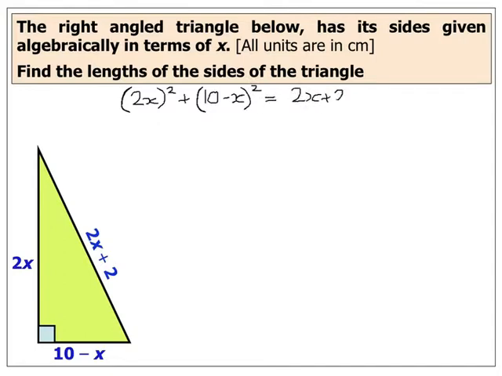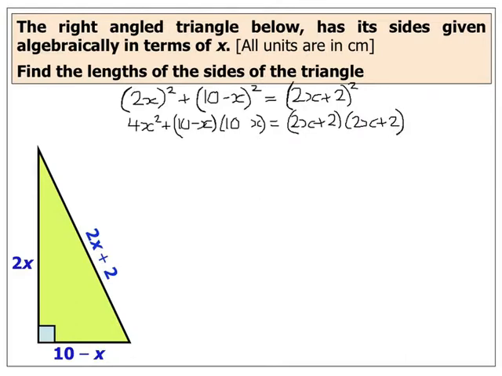So all we're going to do is use some algebra skills here to expand these and then collect them together, put them equal to 0 and try and solve it. So 2x all squared is the same as 2x times by 2x, so 2 times 2 will give me 4, and the x times x will give me x squared, and then I'm going to add to that the 10 minus x squared, which means multiply it by itself. On the right hand side, again that means 2x plus 2 multiplied by itself, so we can write that out.